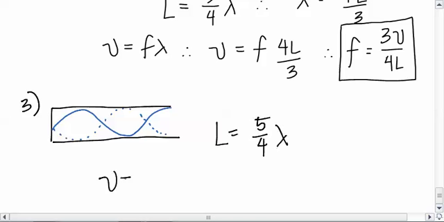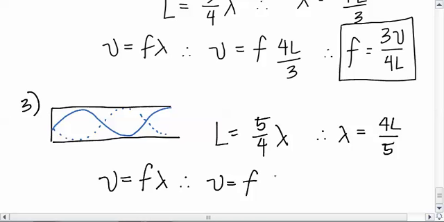And speed is still frequency times wavelength. And wavelength would be 4L divided by 5. And therefore the speed would be what? Frequency times 4L divided by 5. So our frequency would be what? 5V over 4L.